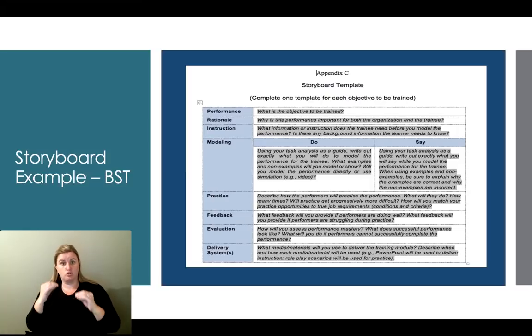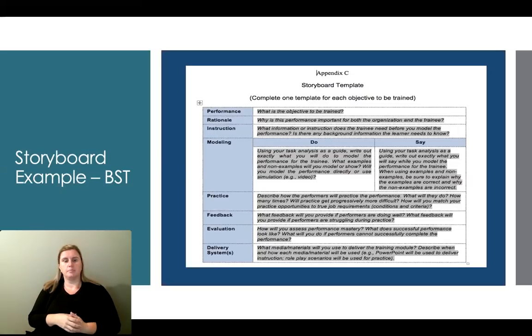Instructions. What information or instruction does the trainee need to know before you actually begin other implementation of other strategies or training strategies or the antecedent strategies, perhaps modeling the skill? Is there any background information that the individual or the peer educator needs to know about the learner, perhaps?